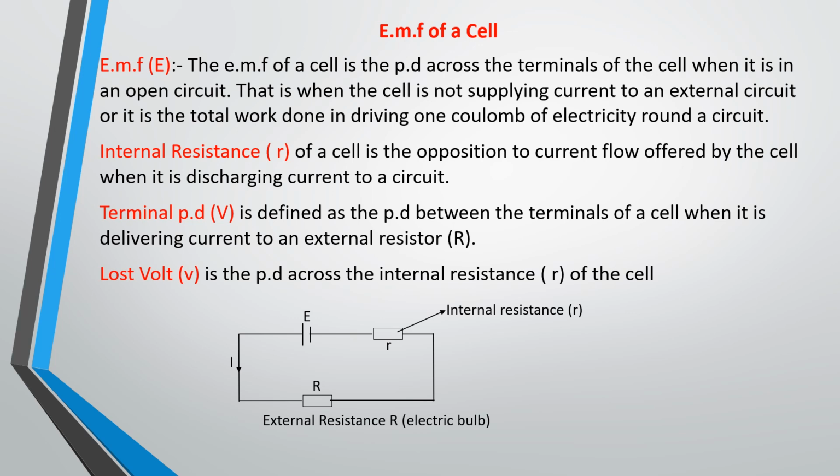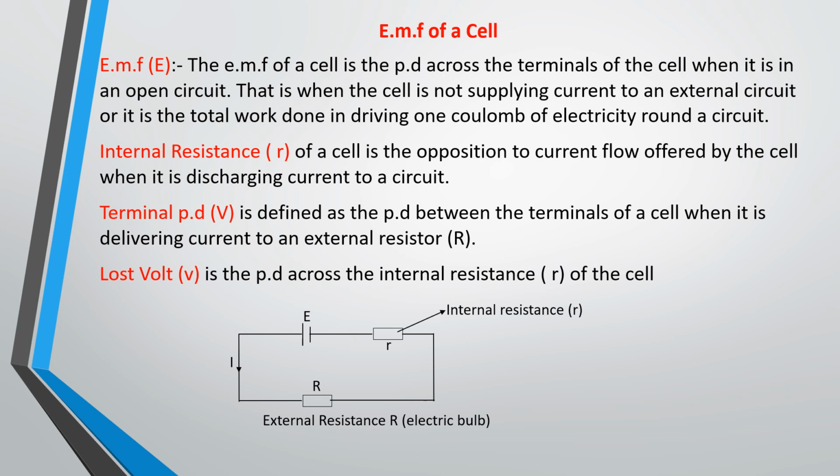When cells are connected in series, their overall E.m.f is the sum of the individual E.m.f of the cells. When you add up all the E.m.f, it gives you the overall E.m.f of the cells connected in series. Similarly, the internal resistance is also the sum of the individual internal resistance of each of the cells.